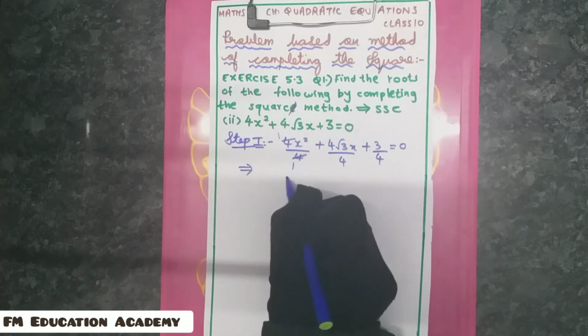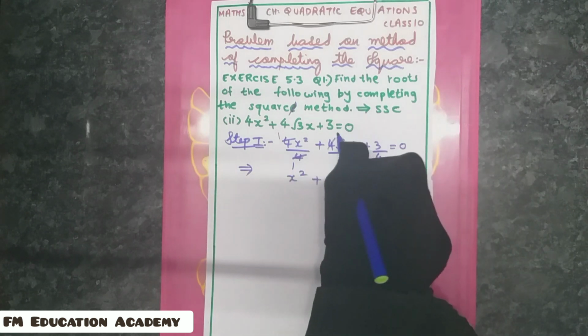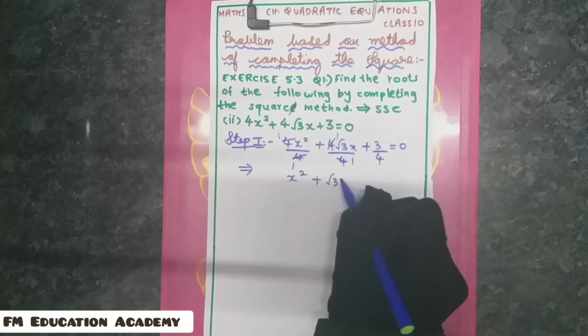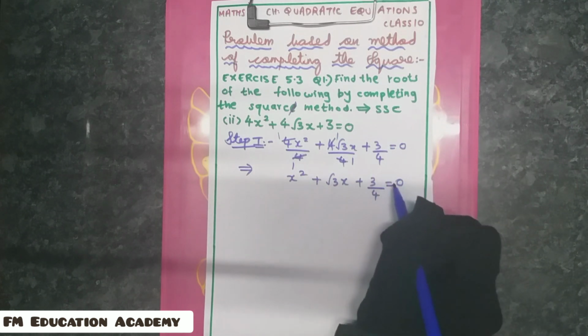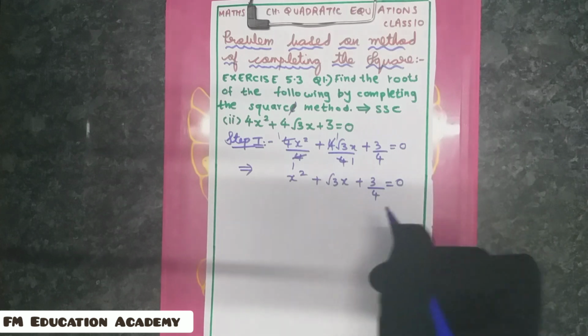So I am getting 1 into x squared, which is x squared now, and the coefficient of x squared is 1. Plus here also 4 ones are 4, 4 ones are 4. I am left with root 3x. I know 3 and 4 will not go in any table, so I will keep it as it is, that is 3 by 4 equals 0. This was my step 1.